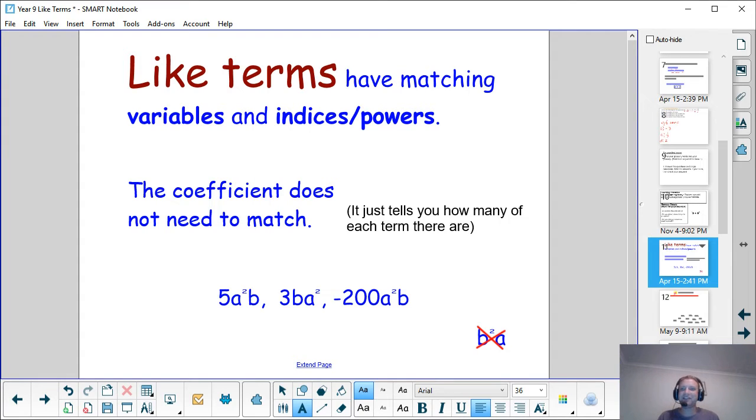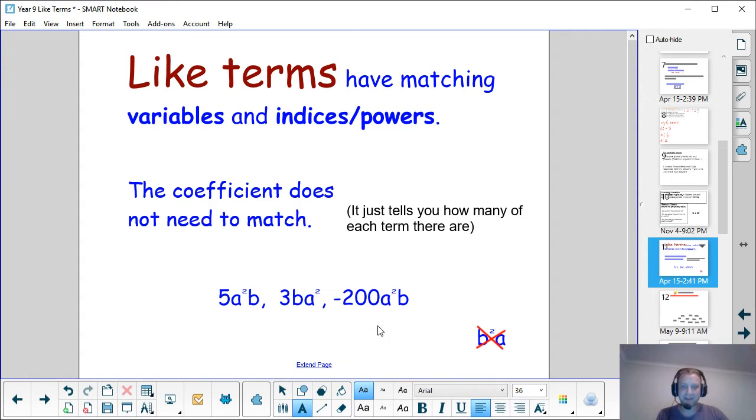So we're working with like terms today. Like terms are algebraic terms in our expression that have matching variables. You would have remembered from a previous lesson that your variables are your letters in your algebra, and they can have matching powers as well. So each letter has to have a matching power in the other term as well. As long as your letters and your powers are the same, your variables and your powers, it doesn't matter what number's out the front. Okay, so what I have here is three examples of things that are all like terms.